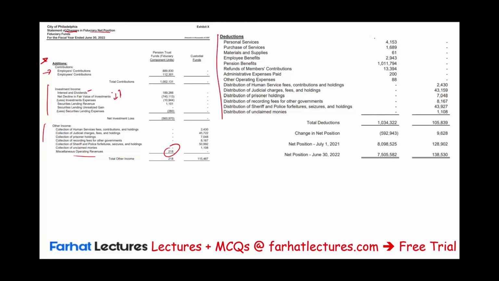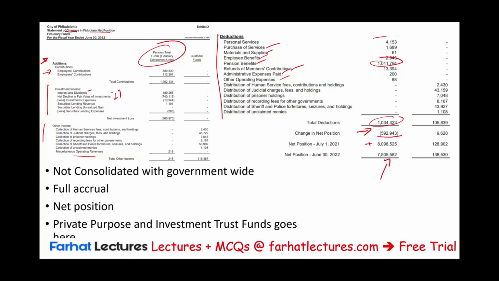Then they have deductions: personal services, people that work at these funds, purchase of services, material and supplies, employee benefit, pension benefit, what they paid out. Usually that's the big one because we're talking about the pension fund. Refund of member contribution, administrative expenses, other operating expenses. Then they have the total deduction. Then we go income minus expenses equal to the change in net position, which is almost negative 600,000. The beginning balance was 8,098,525. The ending net position is $7,505,582. Again, they're not consolidated, full accrual, net position.